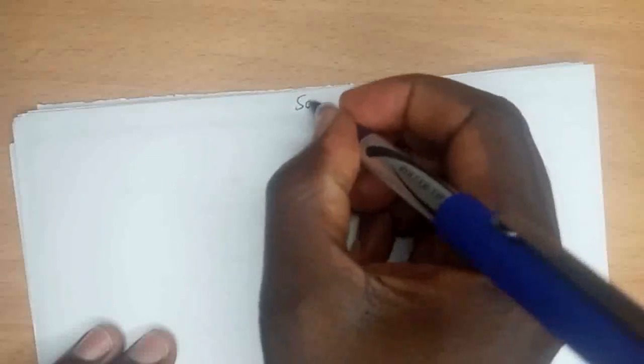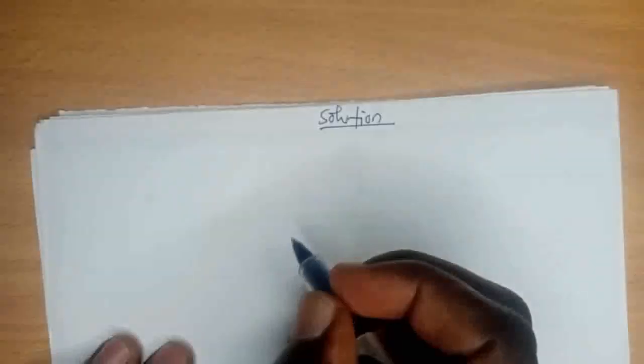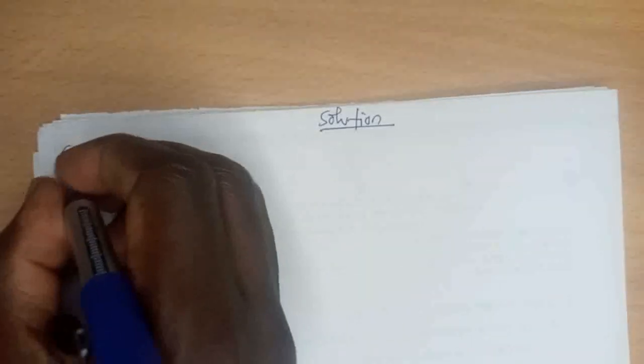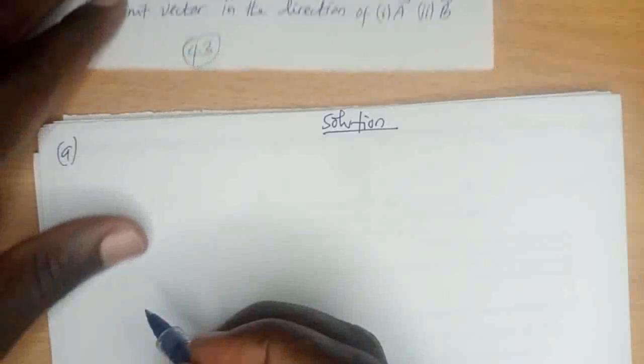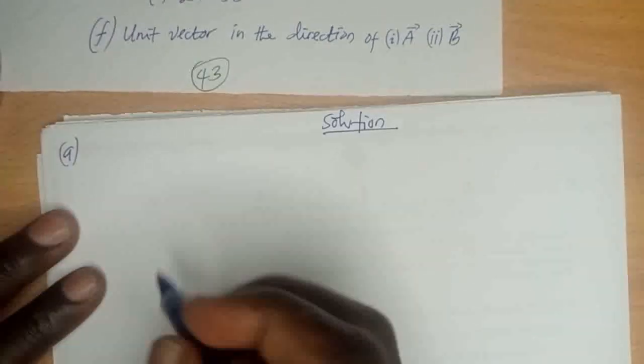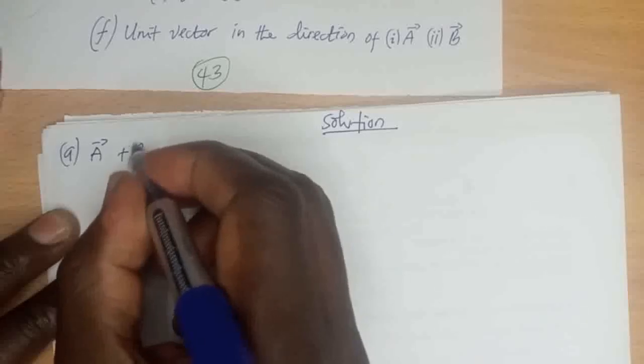Okay, we are starting. I'm going to write solution here. Then I will write A. I am solving the A part of the problem. The A part of the problem says that we should find vector A added to vector B.